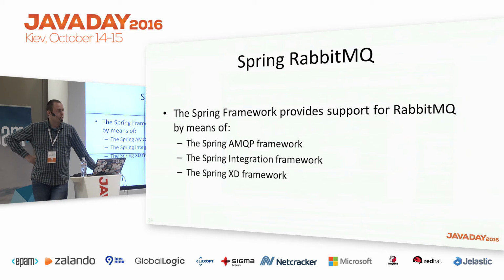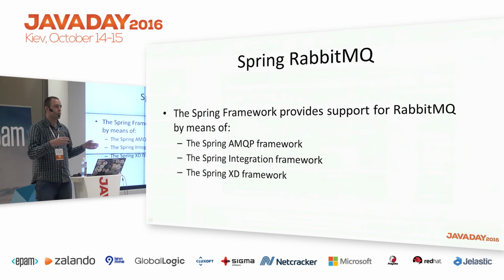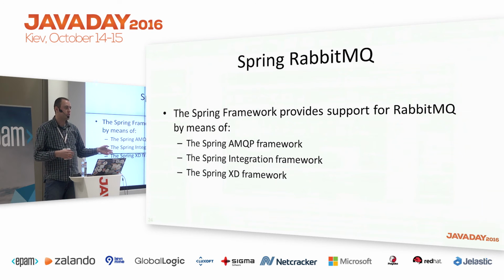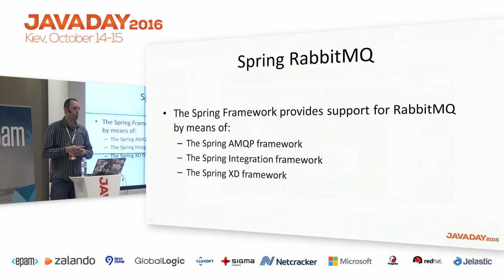Spring Integration is an implementation of the so-called enterprise integration patterns, which is a collection of various patterns that allow you, for example, to route messages, to filter messages, to transform them, to split them, and so on and so forth. And the Spring Integration framework provides adapters for plugging with the RabbitMQ instance.